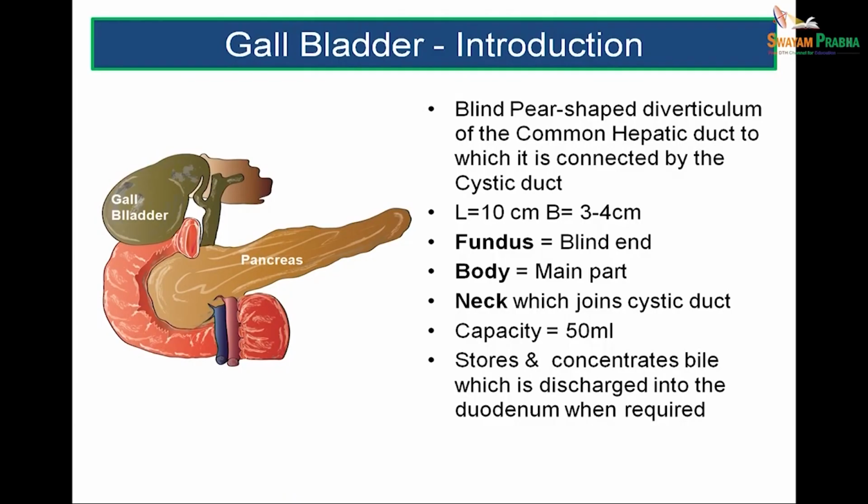The bile flows into the duodenum on ingestion of a fatty meal. The fundus of the gallbladder is the part at the blind end, which peeps beneath the surface of the liver. The body is the main part, and then there is a neck which joins with the cystic duct. The capacity is around 50 ml and it stores and concentrates bile.